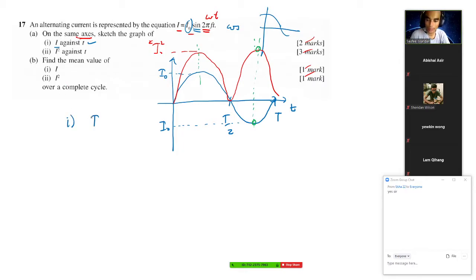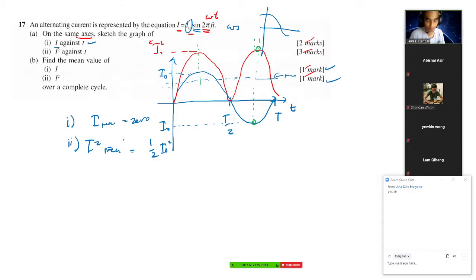So the mean value of I equals 0. It doesn't have any mean. And number 2, I squared. The mean of I squared will be 1 over 2 I naught squared. So this is I naught, you divide it by 2, then you have the mean of it. Half of I naught squared. You see, this is 1 mark, this is 1 mark. So the answer is a very simple answer.